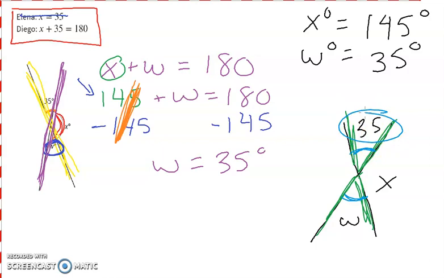Voila. So be paying attention for those vertical angles in all these problems because they might prove to be a shortcut for you.